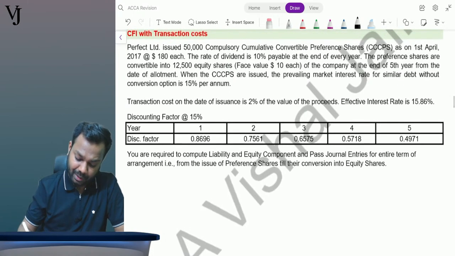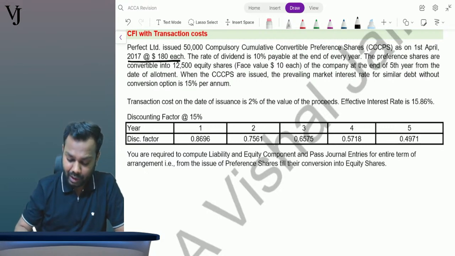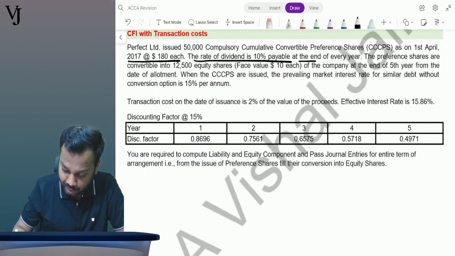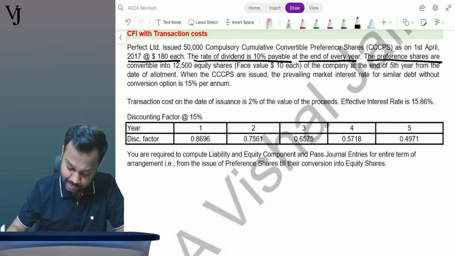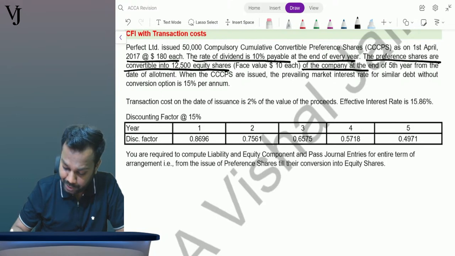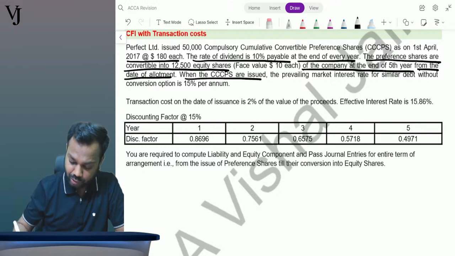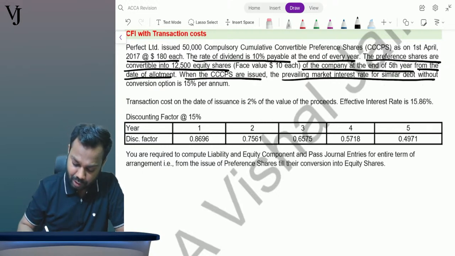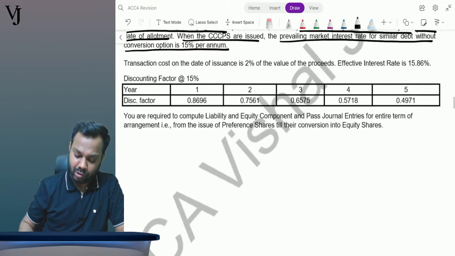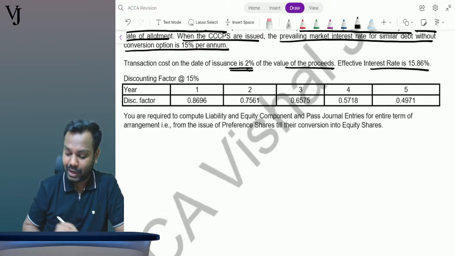It says Perfect Limited issued 50,000 compulsorily convertible preference shares, CCPS, on 1st April 2017 at $180 each. The rate of dividend is 10% payable at the end of each year. The preference shares are convertible into 12,500 equity shares of the company at the end of the 5th year from the date of allotment. When the CCPS are issued, the prevailing market rate of interest without the conversion option is 15% per annum. Transaction cost on the date of issuance is 2% of the value of the proceeds. Effective interest rate is 15.86%.